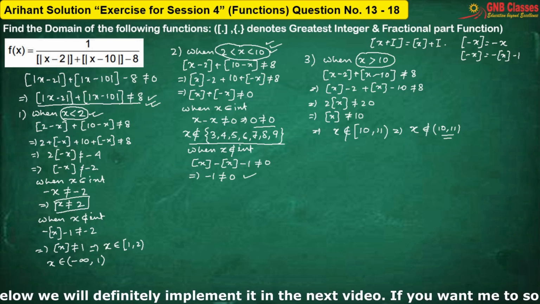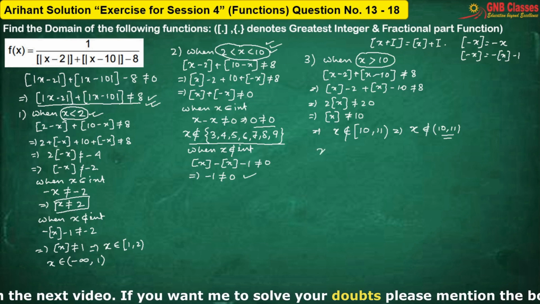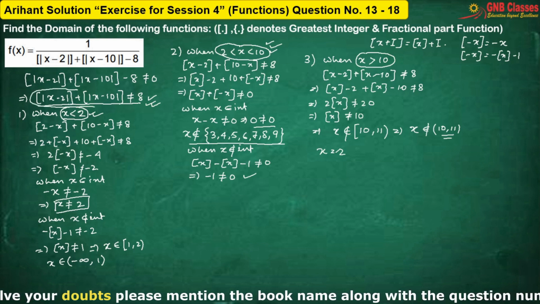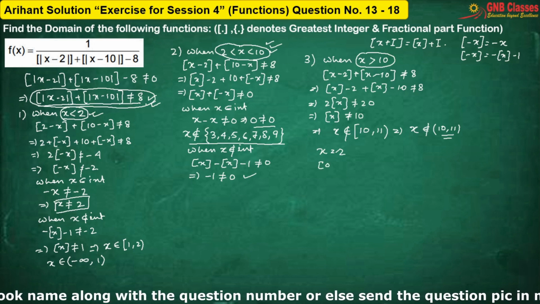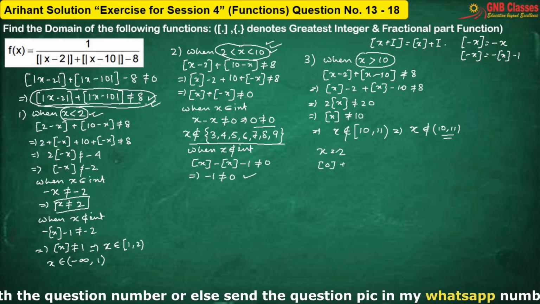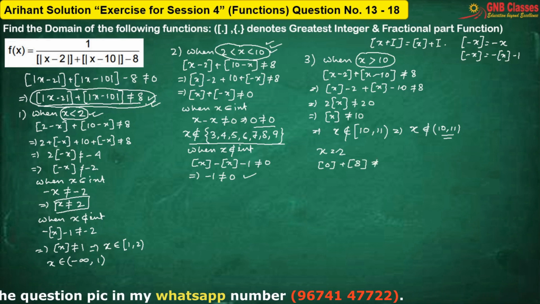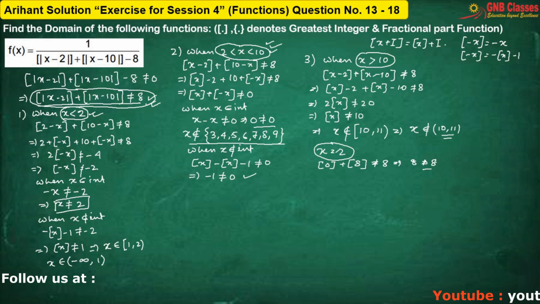Now let us consider the borderline cases. If x is equal to 2, then this one becomes, look at it very carefully, box 0 plus box of 8 is not equal to 8. That implies 8 is not equal to 8, which is not true. Therefore, x cannot be equal to 2, right? We also got it from here.